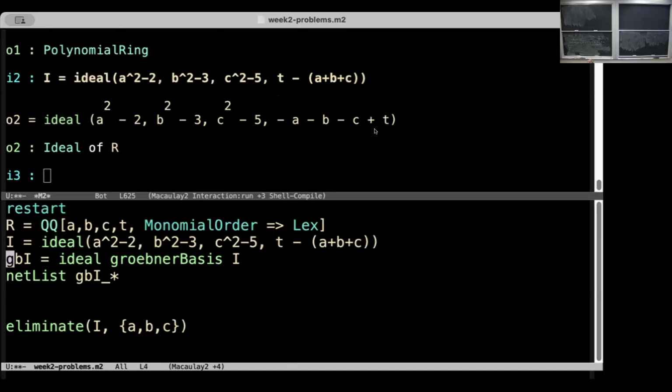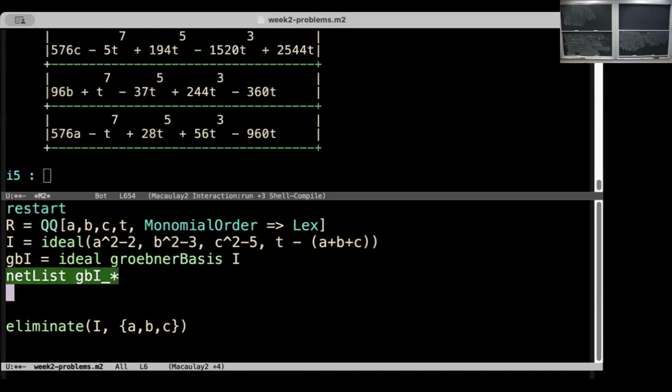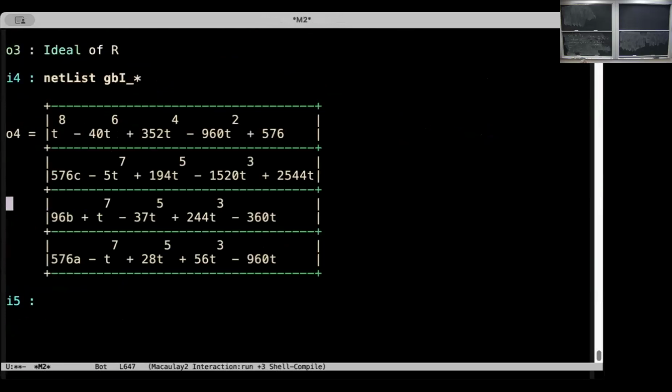And now I'm going to compute the Groebner basis of this, because I'm in the right monomial order to do that. So here is the Groebner basis. I made an ideal of the Groebner basis by doing ideal of it, and then I do ideal underscore star. This netlist just puts these boxes around it so it's easier to see. If you see, this is now the Groebner basis of the ideal, and this one only involves T. So that is going to be the minimal polynomial.